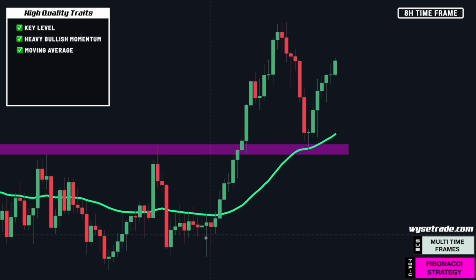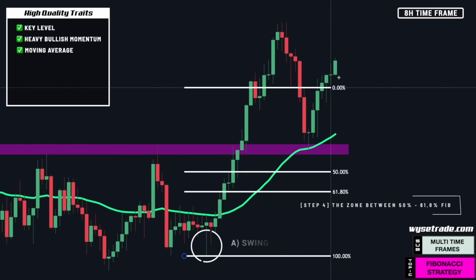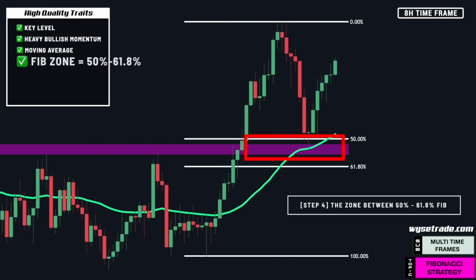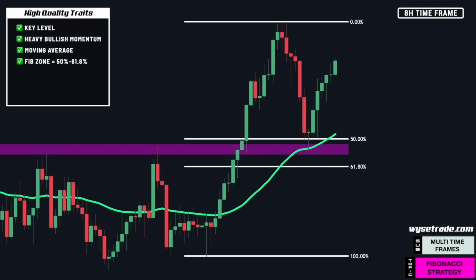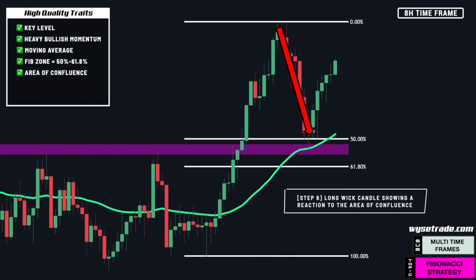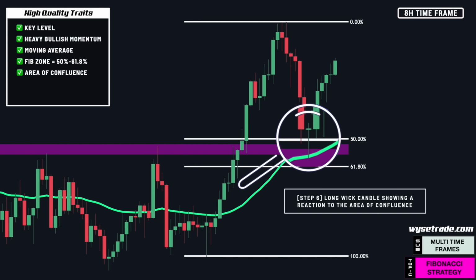With the Fib tool, swing low to swing high, and the fib zone lines up. This then gave you your area of confluence. When price pulled back to the area, you had a long wick candle with the wick sticking out, showing a reaction to the area of confluence.